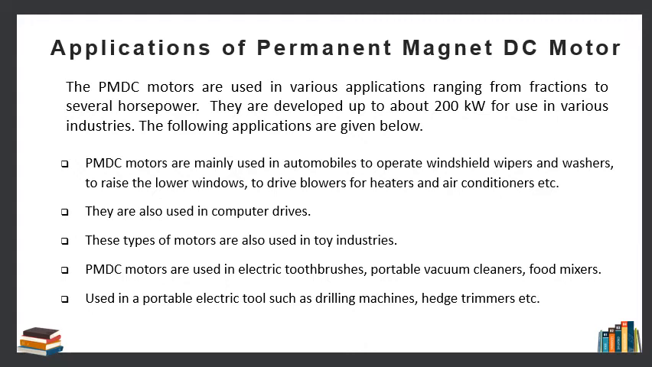They are also used in computer drives. These types of motors are also used in the toy industry. Permanent magnet DC motors are used in electric toothbrushes, portable vacuum cleaners, and food mixers. This is also used in portable electric tools such as drilling machines, hedge trimmers, etc.